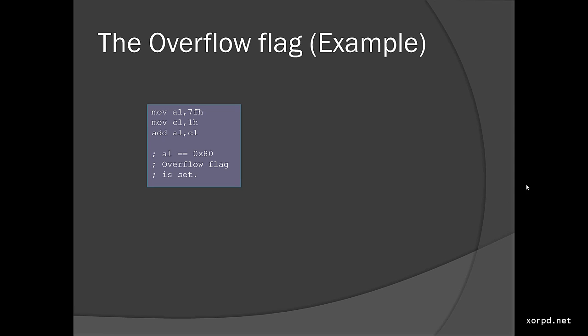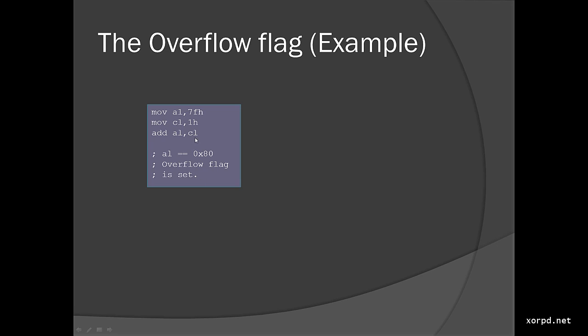Let's look at an example, or maybe even some examples. Here we have those three instructions, 2 moves and 1 add. The first move sets AL to be the value 7F, which is probably the highest positive value that you can have inside AL. And CL contains 1. Finally, we add CL to AL. The result is going to be 80 in base 16. And the overflow flag is going to be set.